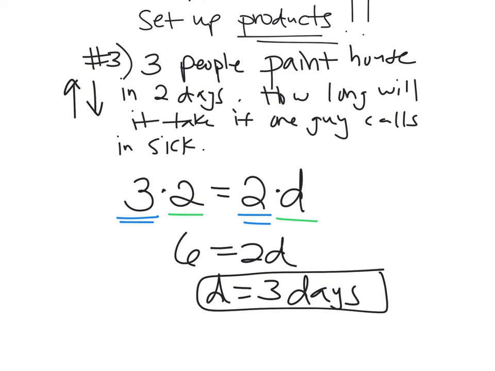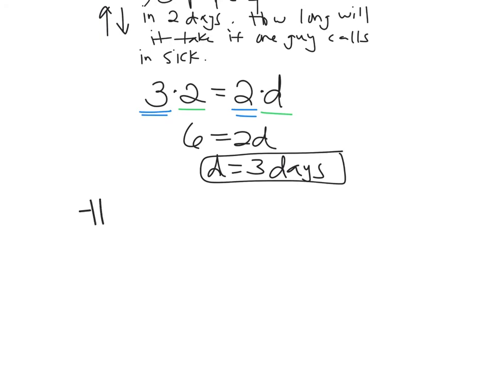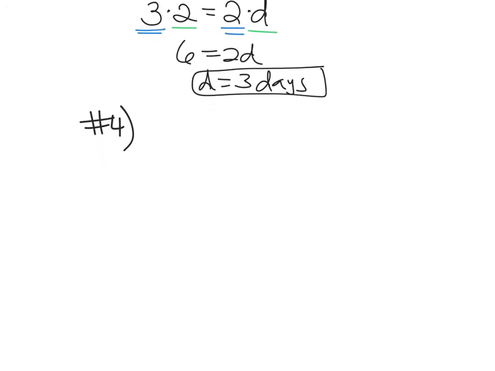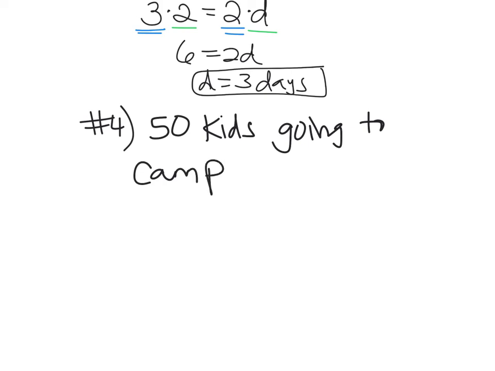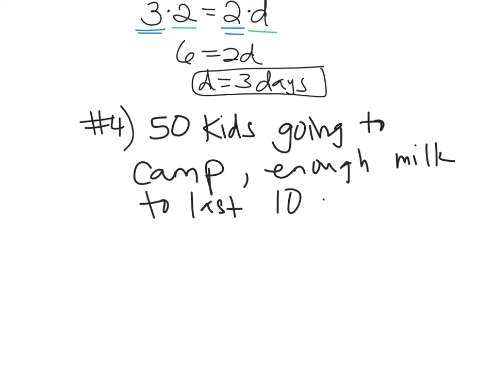All right, what else? Number 4. Let's see, I've got to make one up. Let's say that there are 50 kids going to camp, and you have enough milk to last these 50 kids 10 days. Except, let's say 15 kids don't drink milk.